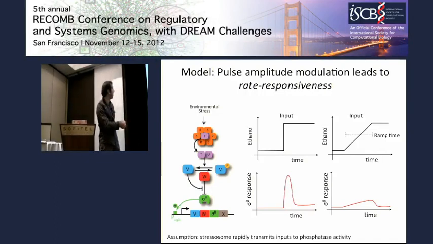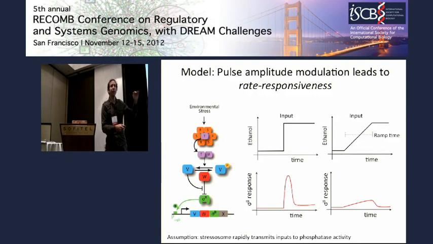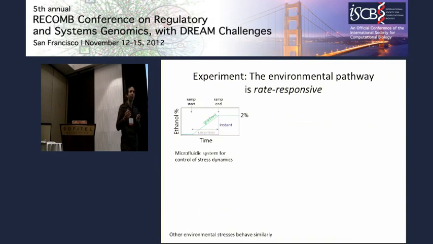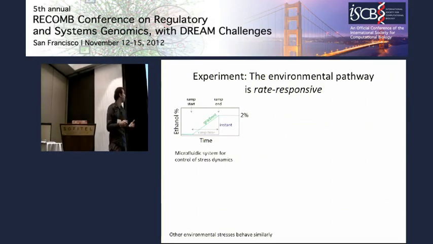So in that view, if you did a step to a stress, you'd get a big response. But if you did a slow ramp to the same final level of stress, you might get a much lower response. Okay? We'd call that a rate-responsive system, a system that responds to the rate. And we wanted to set up experiments to test this idea. So we used a microfluidic system, and we set up either gradients, where we slowly ramp up the stress, or steps. And we compare the response of cells in those two different kinds of dynamic environments.